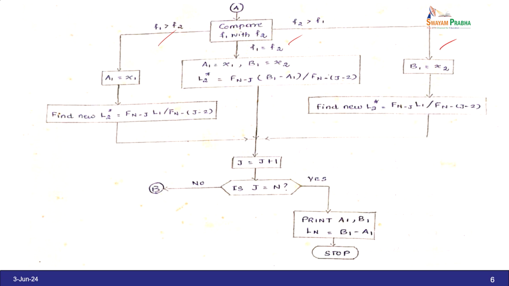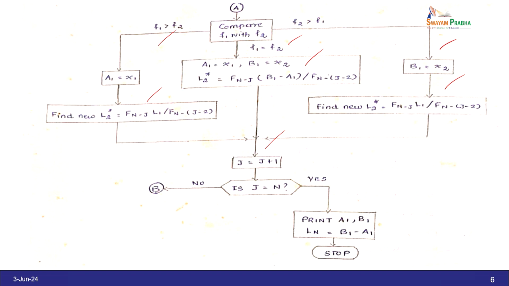Therefore, L2 star equals (F_{n-j} / F_{n-j+2}) times L1 where L1 equals b1 minus a1. Find the new L2 star, and then set j equal to j plus 1.